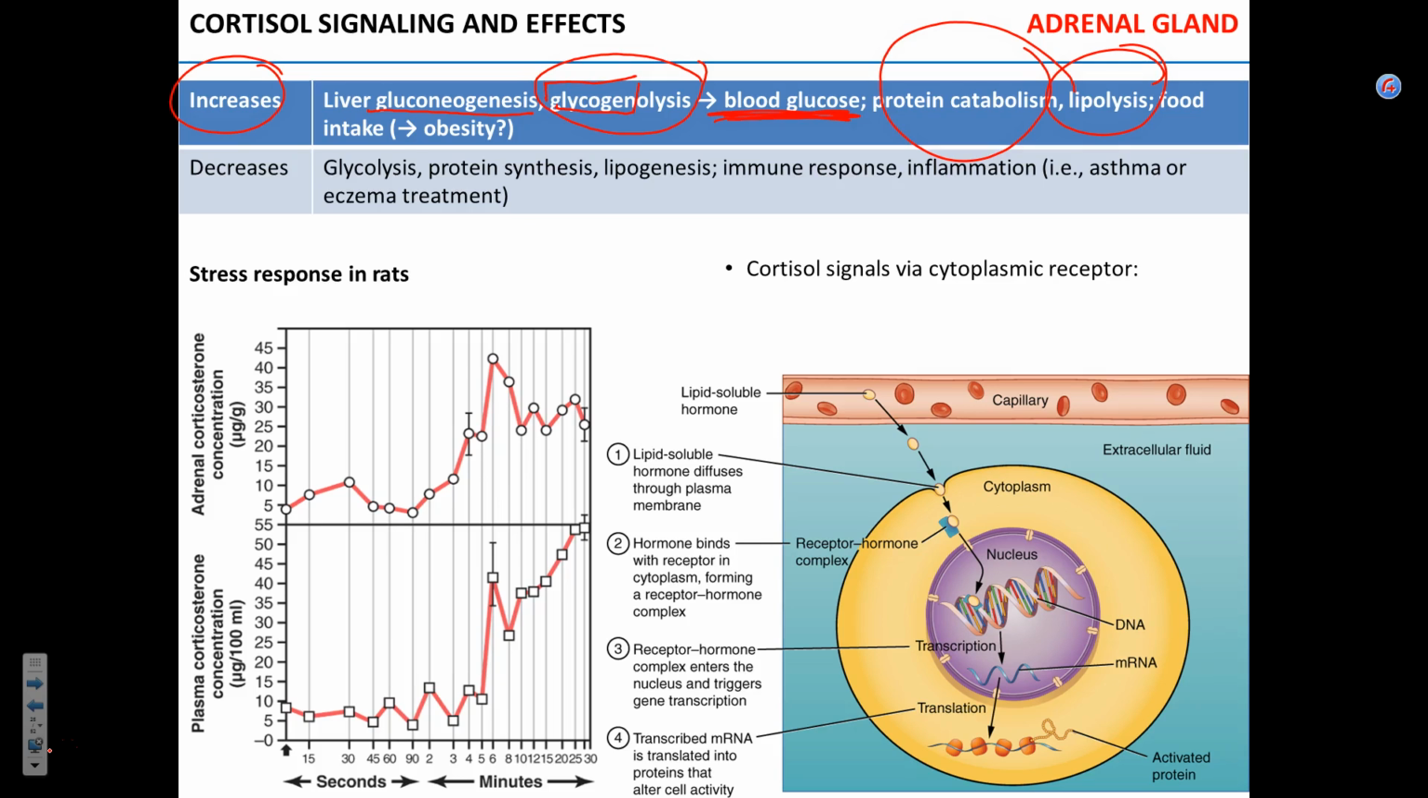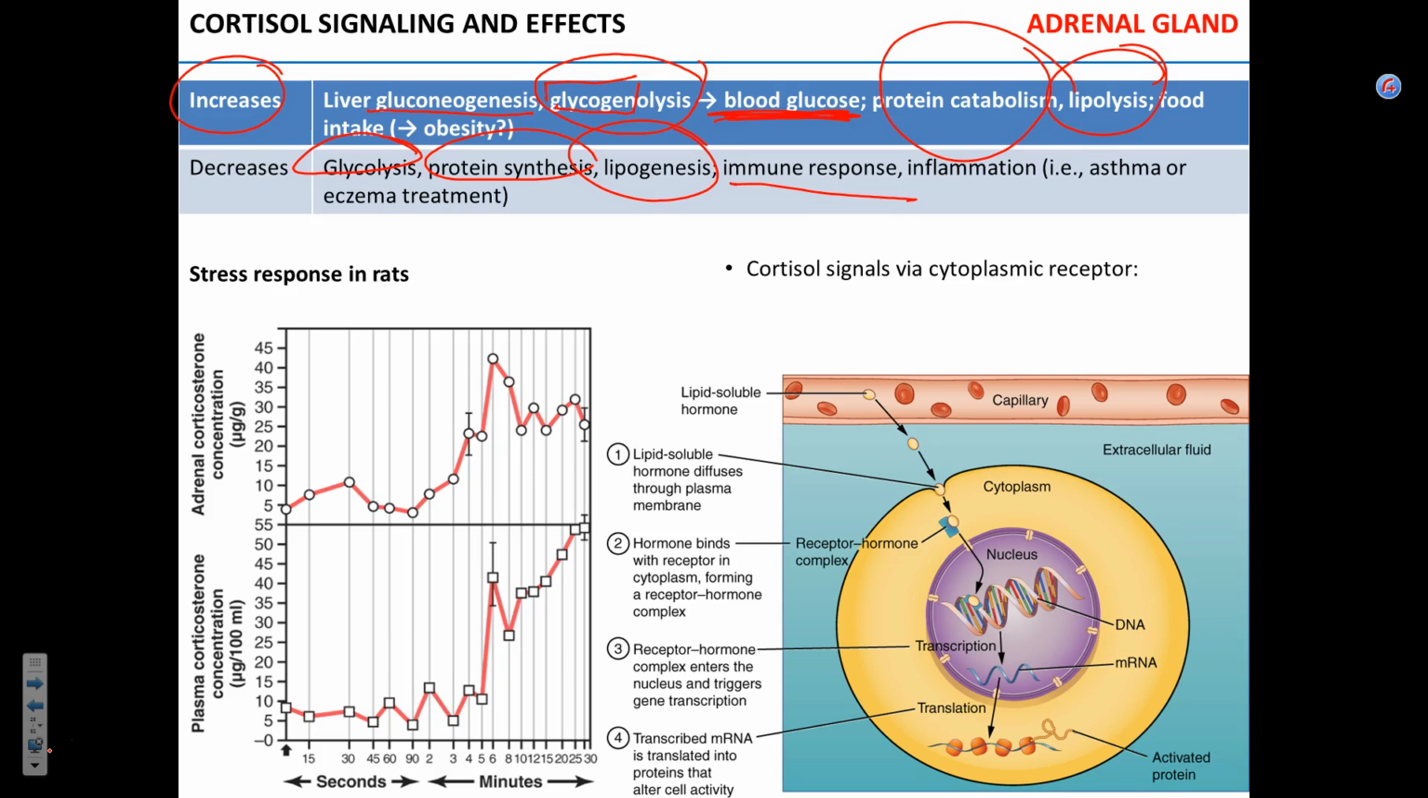So what does it decrease? Well, obviously, breakdown of glucose, in glycolysis. Make sense? Decreases protein synthesis and fat deposition, which is kind of awesome if you want to lose weight. It also decreases immune response and inflammation, which can be both good and bad.